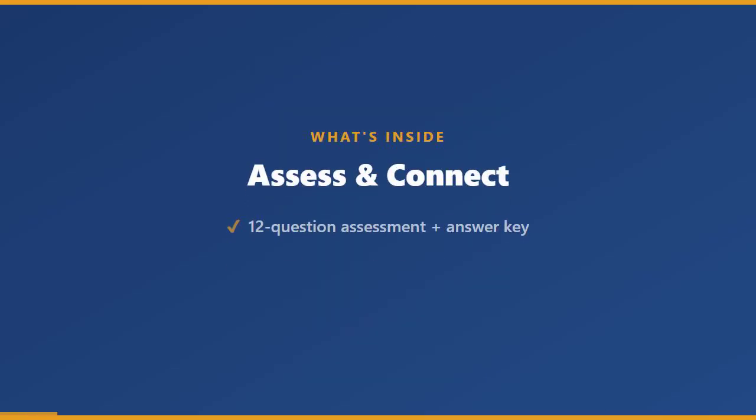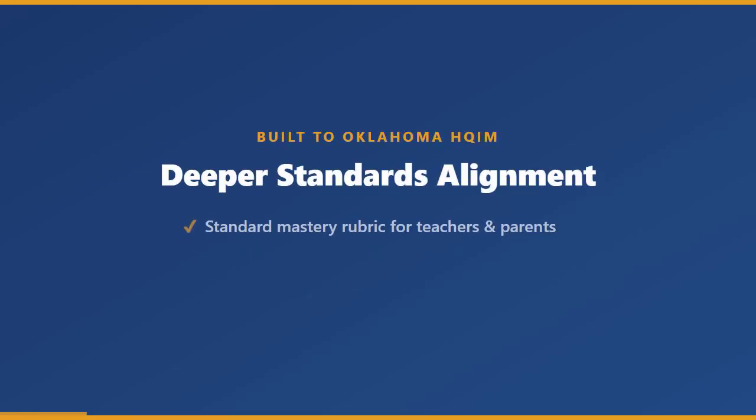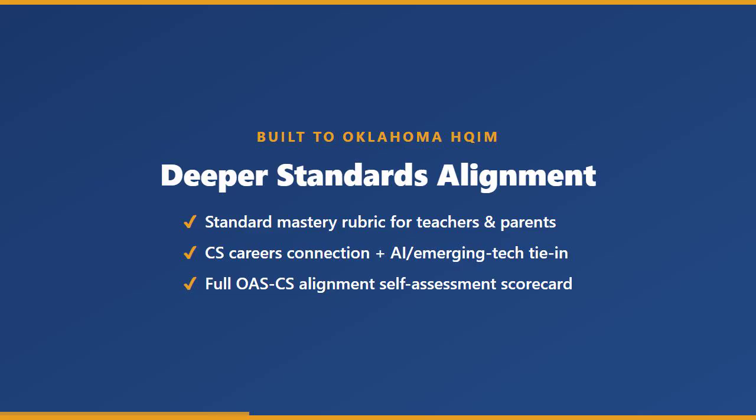This unit includes a standard mastery rubric for teachers and parents, a visual comparison chart of random guessing versus systematic troubleshooting, a CS careers connection, and an AI connection, all built to the Oklahoma HQIM rubric, plus a 10-question assessment with answer key, group and individual activities, vocabulary puzzles, a family letter, and a certificate of achievement.